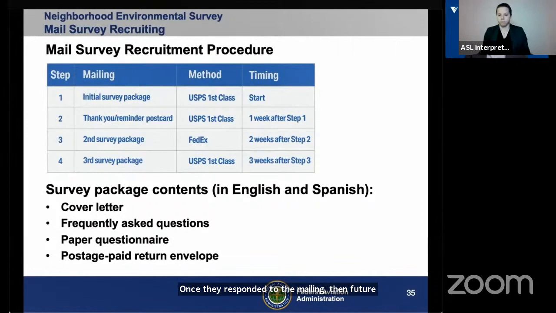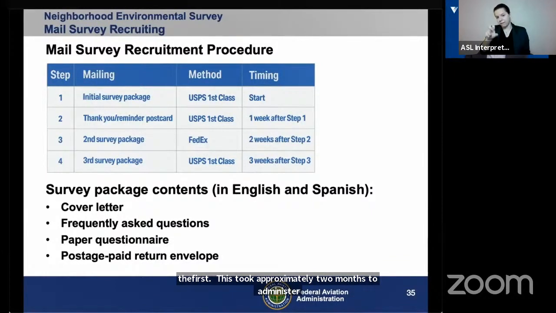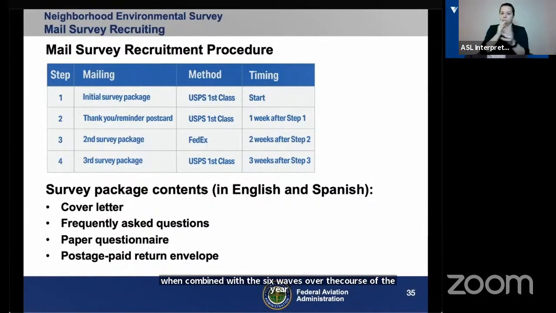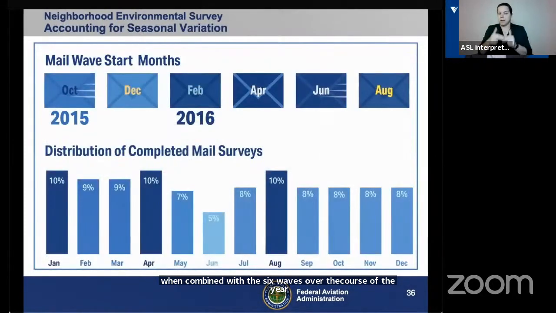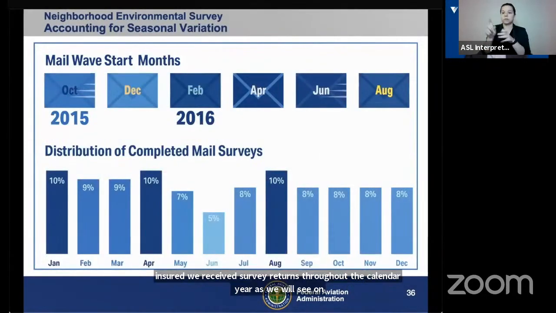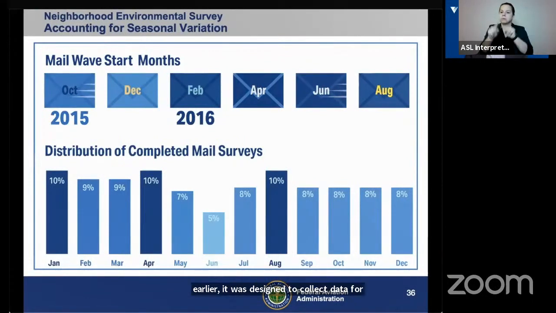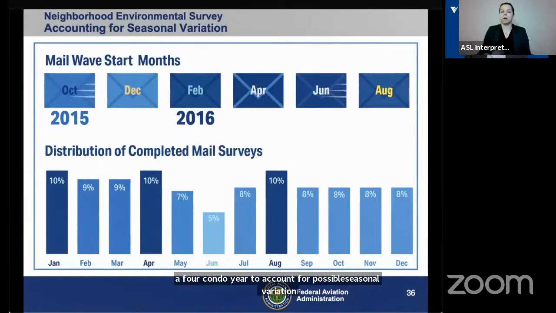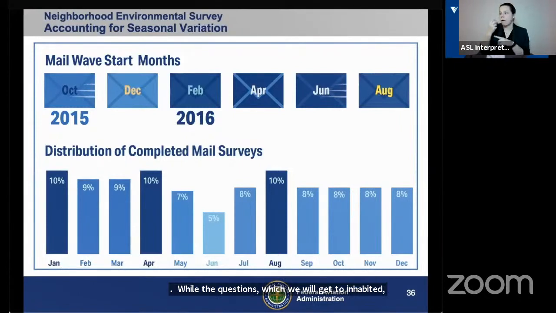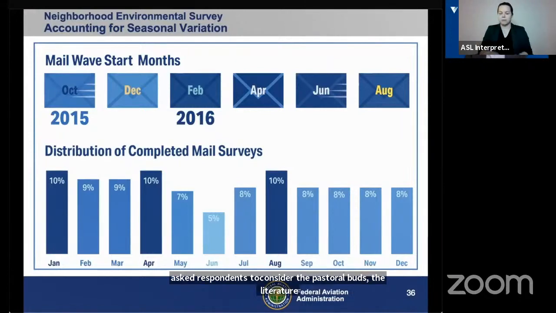This protocol took approximately 2 months to administer, which, when combined with the 6 waves over the course of the year, ensured we received survey returns throughout the calendar year, as we'll see on the next slide. As noted earlier, the survey sampling was designed to collect data over a full calendar year to account for possible seasonal variation and annoyance. While the questions, which we'll get to in a minute, asked respondents to consider the past 12 months, the literature also shows that people tend to put more emphasis on recent events when providing their response. By collecting data over a full year, we can account for that tendency.